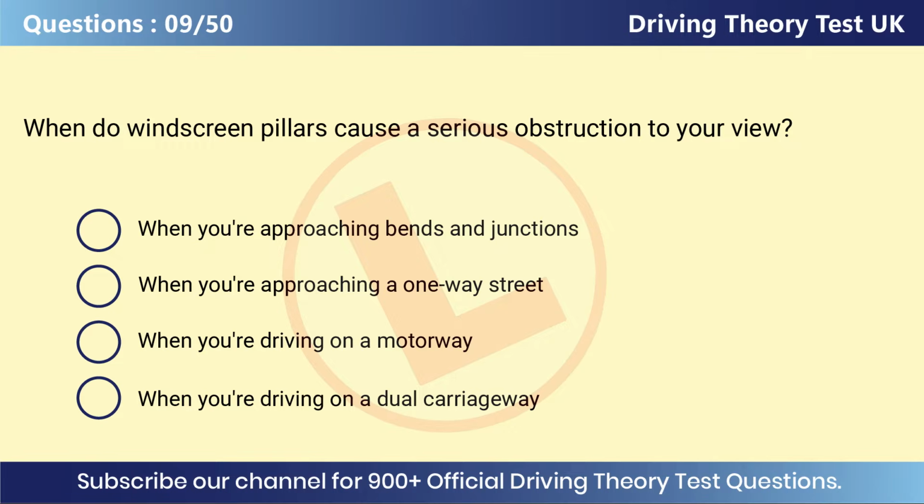Question 9. When do windscreen pillars cause a serious obstruction to your view? A. When you're approaching bends and junctions. B. When you're approaching a one-way street. C. When you're driving on a motorway. D. When you're driving on a dual carriageway. The answer is A.